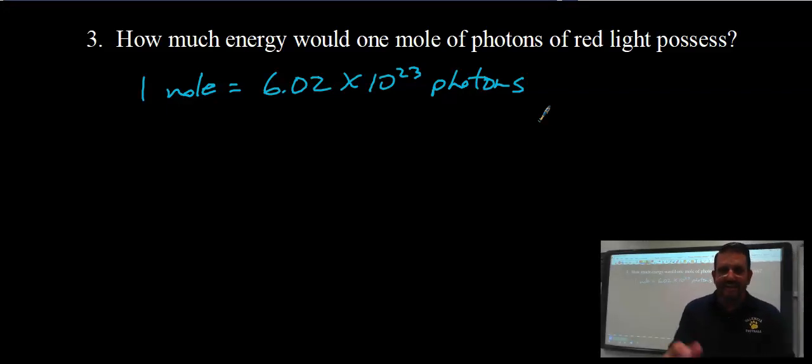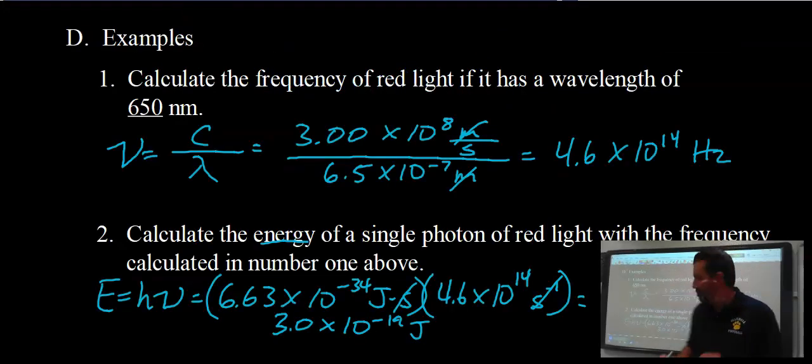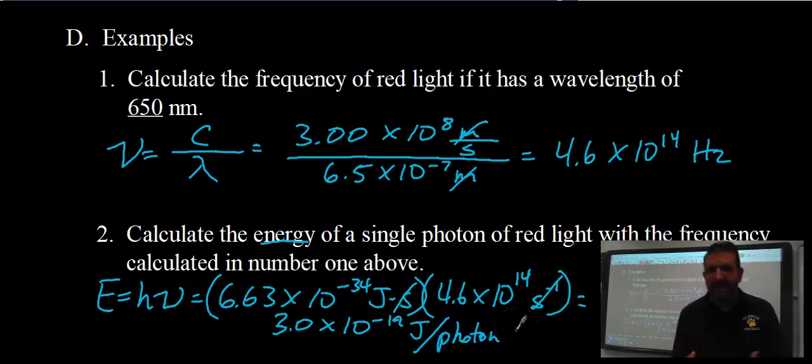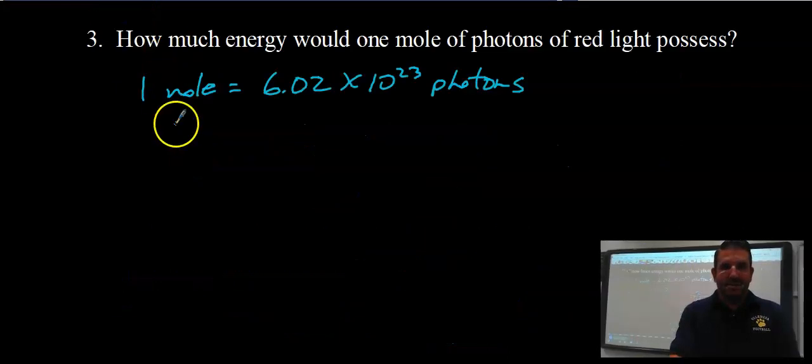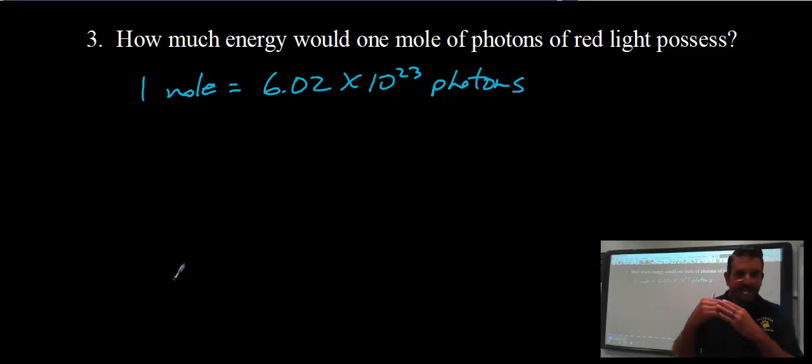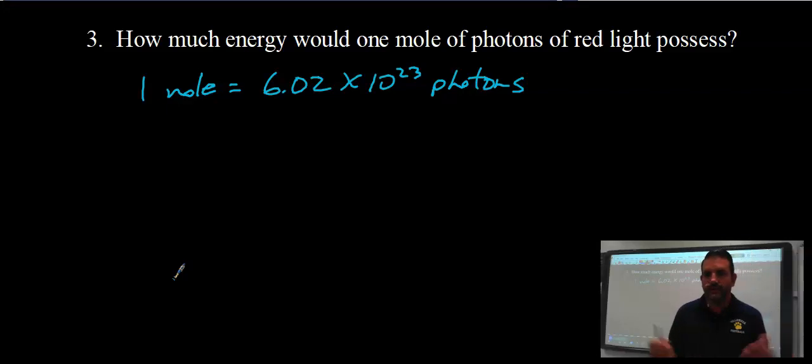So let's go back to that last example. I'm going to change the units a little bit. So it says joules. I'm going to put joules per photon. That's the amount of energy per every 1 photon of light that's given off by something. So this next question is, how much energy would 1 mole of photons of red light possess? So we're going to take that 3 times 10 to the negative 19th joules per 1 photon and convert that to joules per mole.